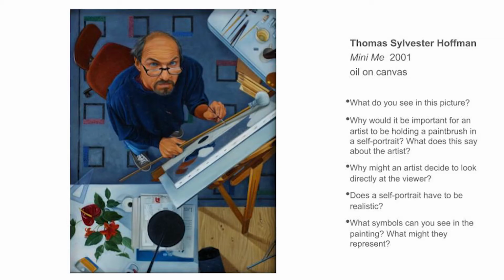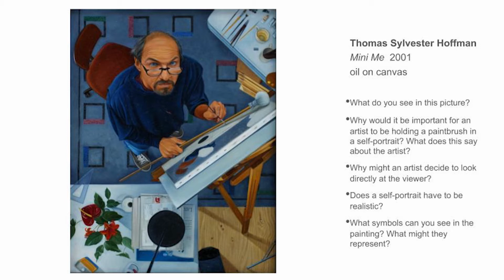Let's take a look at some self-portraits and explain why each of them looks different and what symbols they have included. In this first artwork by Thomas Sylvester Hoffman that is titled Mini-Me, we see the artist is directly looking at us while he is painting. Why do you think it is important for Sylvester to be holding a paintbrush? Does that mean he is the artist? In this artwork, the painter is holding his paintbrush and creating his artwork because he is the artist.